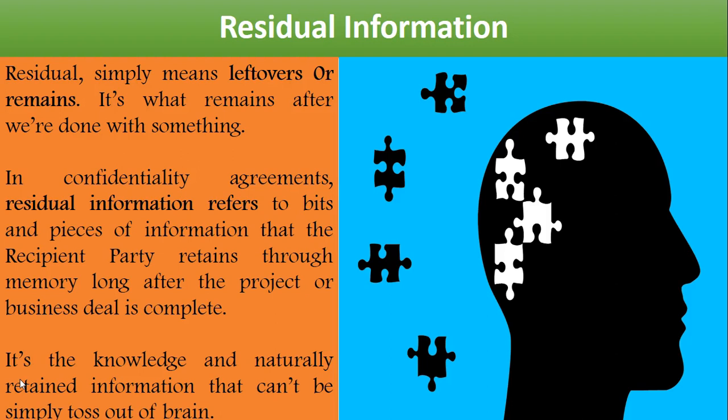First, we will try to understand what basically is residual information. After that, we will go and discuss this. Residual simply means leftovers or remains. It is what remains after we are done with something. In confidentiality agreements, residual information refers to bits and pieces of information that the recipient party retains through memory long after the project or business deal is complete. It's the knowledge and naturally retained information that can't be simply tossed out of the brain.